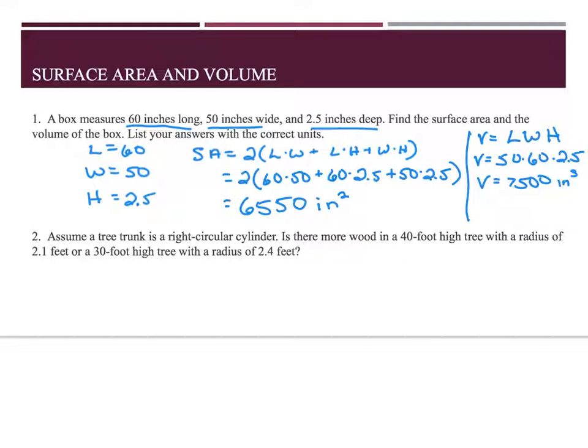Now the second one, we want to do the formula twice. I've got a tree trunk, and we're going to assume it makes the shape of a right circular cylinder. So we're ignoring any little bumps and stuff. Is there more wood in a tree that's 40 feet high and has a radius of 2.1, or in a tree that's 30 foot high with a radius of 2.4? Well, we want to work our formulas. If I'm wanting to know how much wood is in a tree, I'm looking for volume. The volume formula is pi times r squared times h.